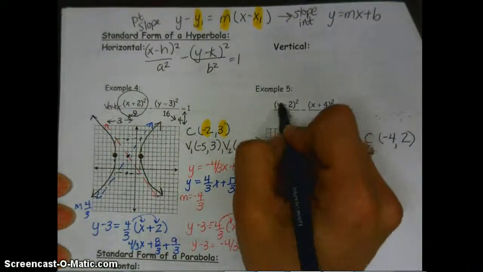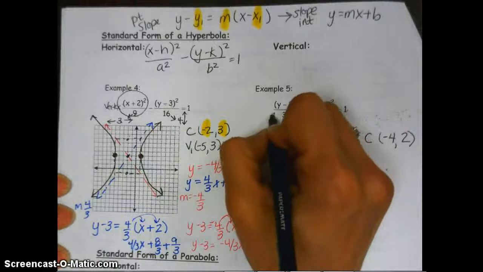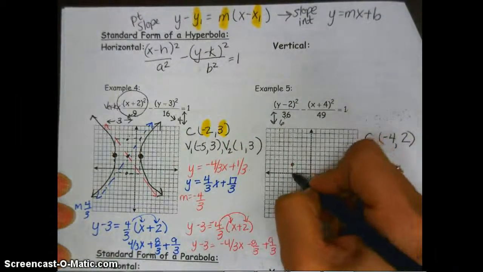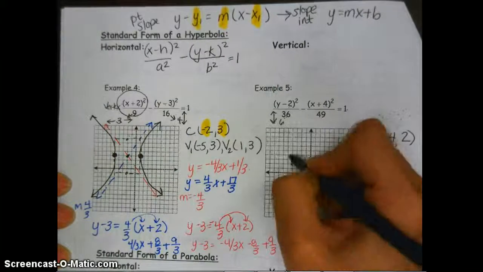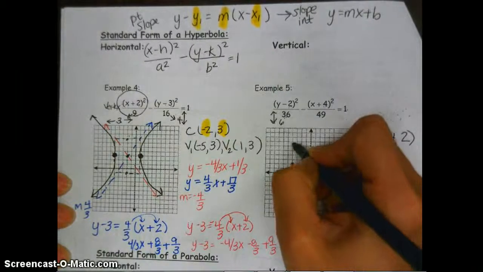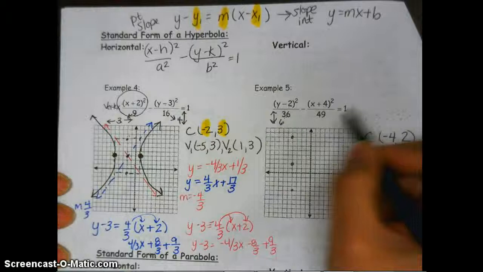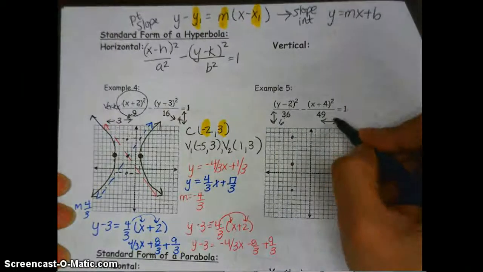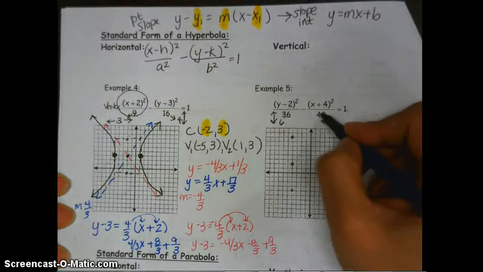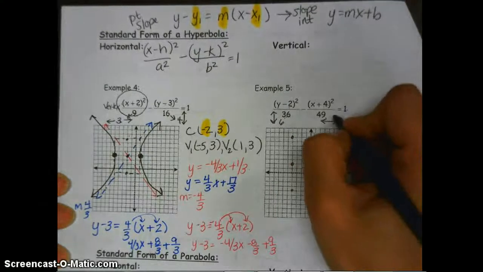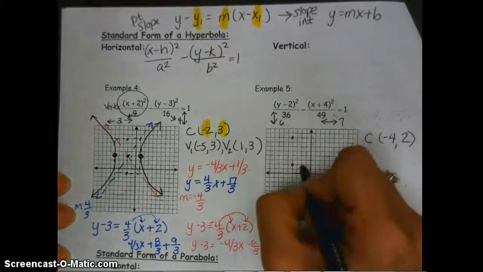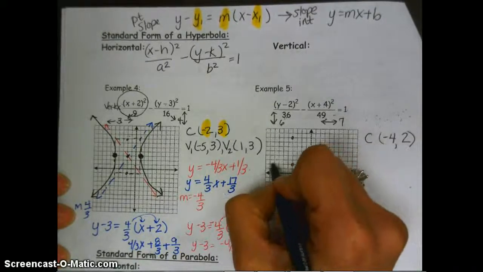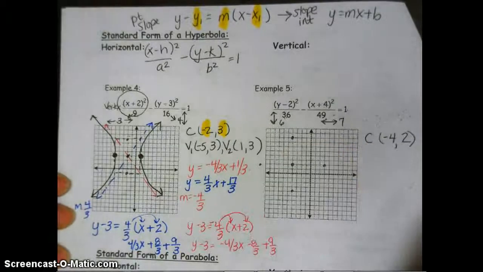So 36 is underneath the y. They tell me how to move up, down. And we're going to take the square root of that number. So up, down from the center, we're going to move 6. Okay, and then my x value, the direction that we're going to move left, right, is 49. Take the square root, makes 7. A little bit off the graph there.